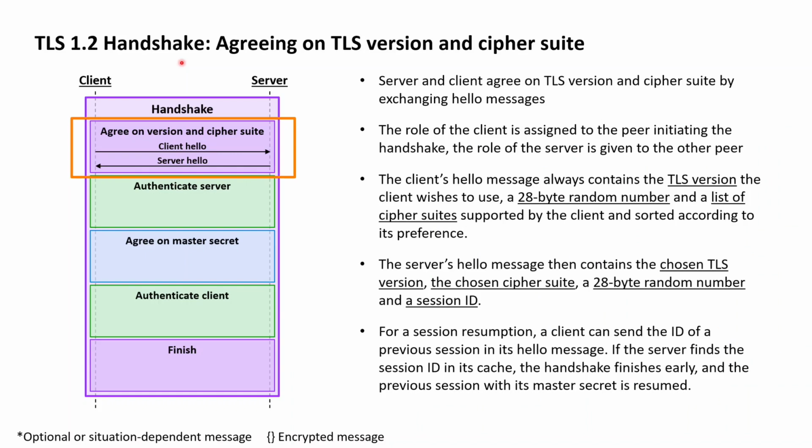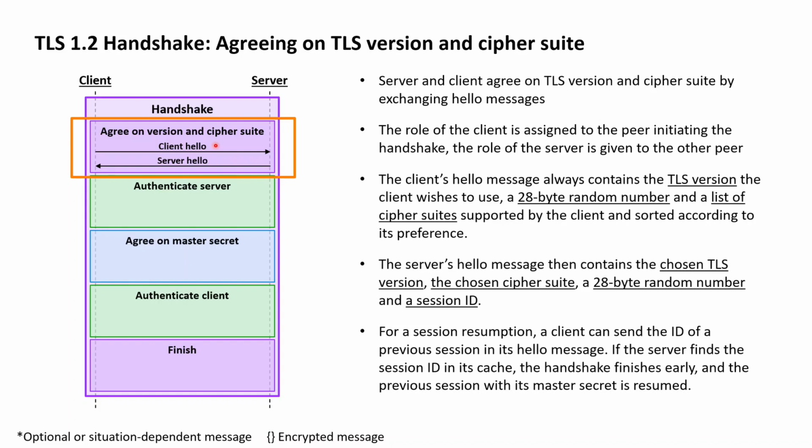The handshake starts with a stage where the client and the server agree on a TLS version and a cipher suite, which takes place via the client and the server sending each other hello messages. The hello message of the client, for one, contains an indication of the TLS version that the client wants to use. The client hello message then also contains a list of cipher suites supported by the client and sorted according to its preference, and the last part of the client hello message is a freshly generated 28-byte random number that is an important element into the later derivation of cryptographic key material.